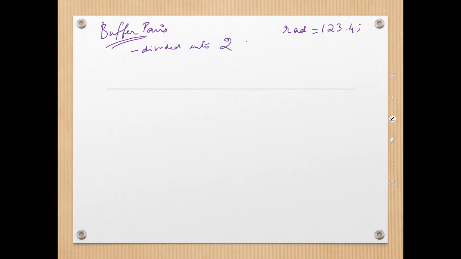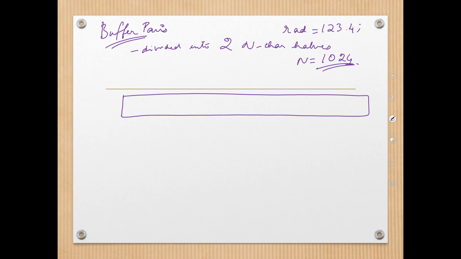two N character halves. N is usually your disk size, the number of characters in one disk block. Let's imagine it is 1024 characters. Now imagine this is your disk block. I divide it into two.